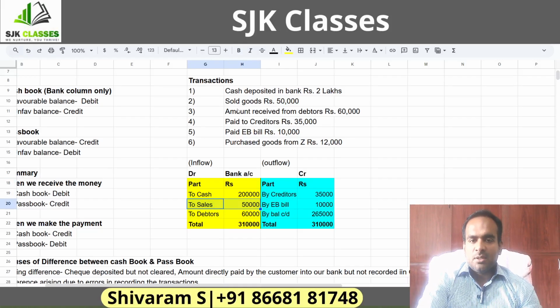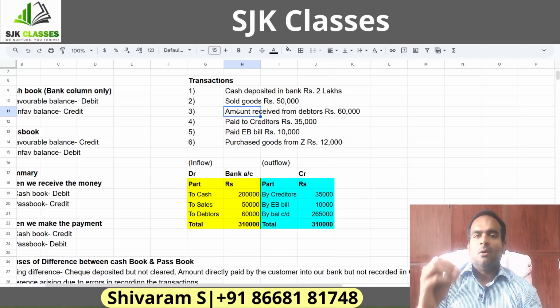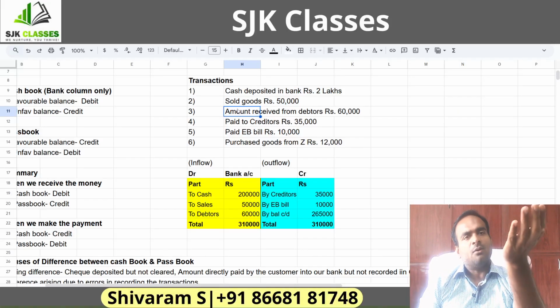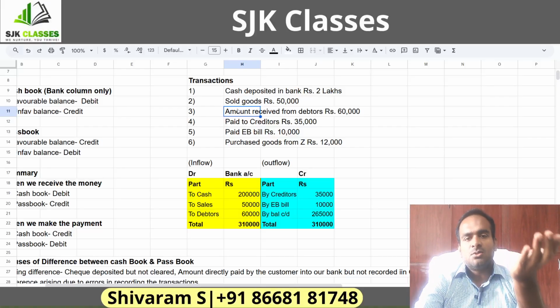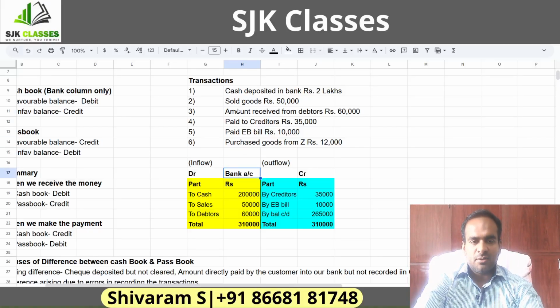Next, amount received from debtors, 60,000. What is the entry for this transaction? I'm receiving money from customers. The entry is bank account debit to debtors. So in the bank ledger, the posting will be on the debit side as 'to debtors'.